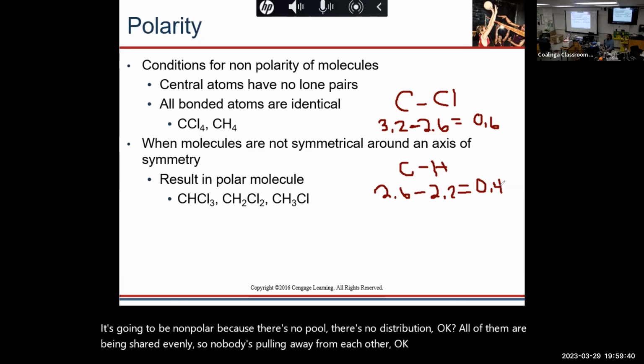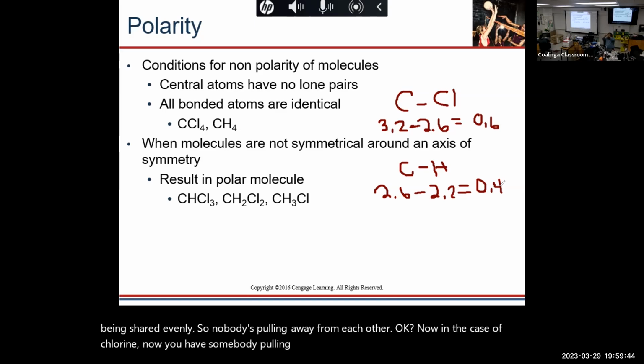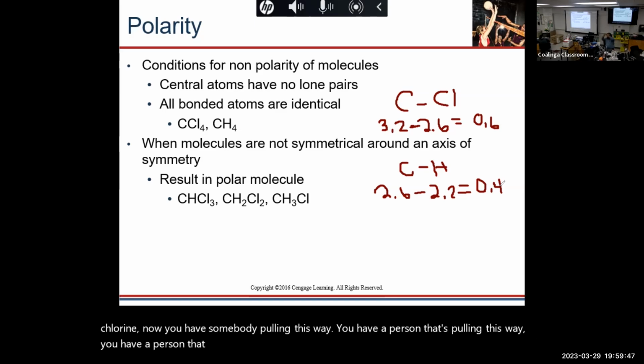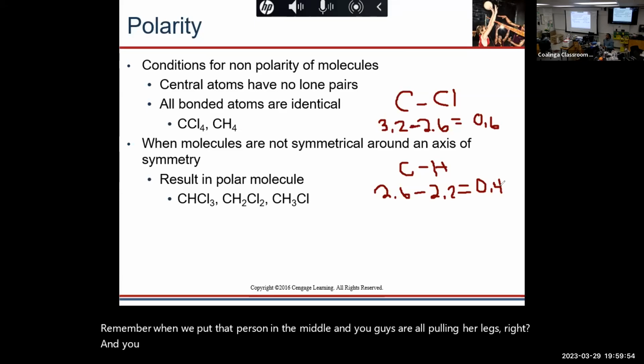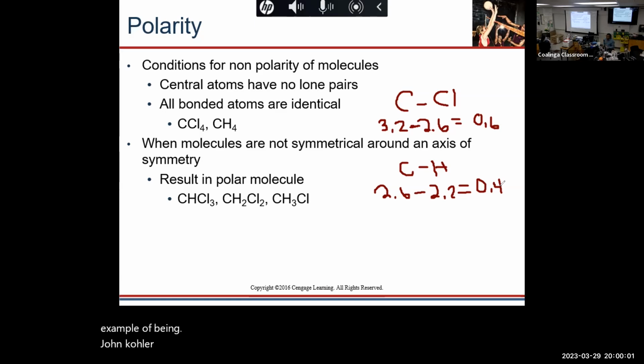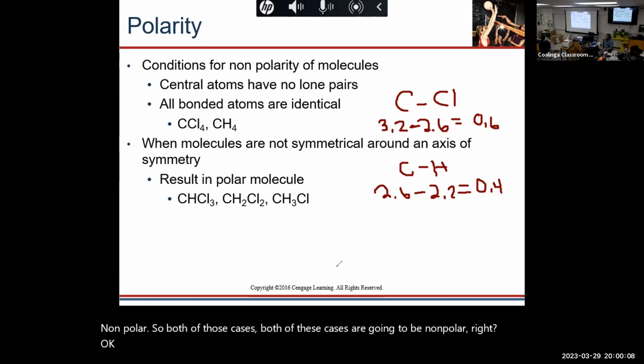Now in the case of chlorine, you have someone pulling this way, someone pulling this way, someone pulling this way, and someone pulling that way. Remember when we put that person in the middle and you were all pulling her legs? You were all pulling the same. Did she move anywhere? She didn't, right? So that's another example of being non-polar. Both of these cases, methane and carbon tetrachloride, are going to be non-polar.